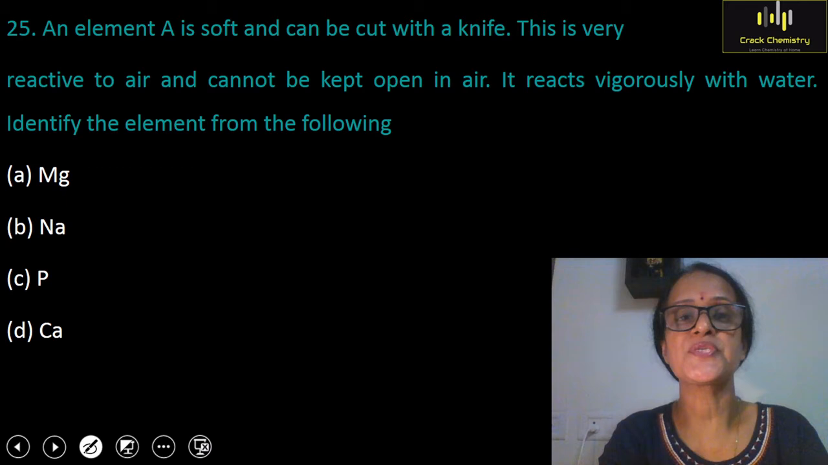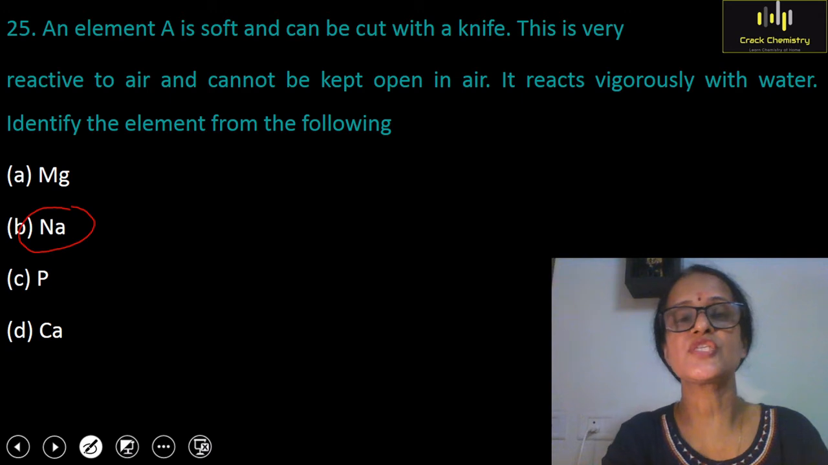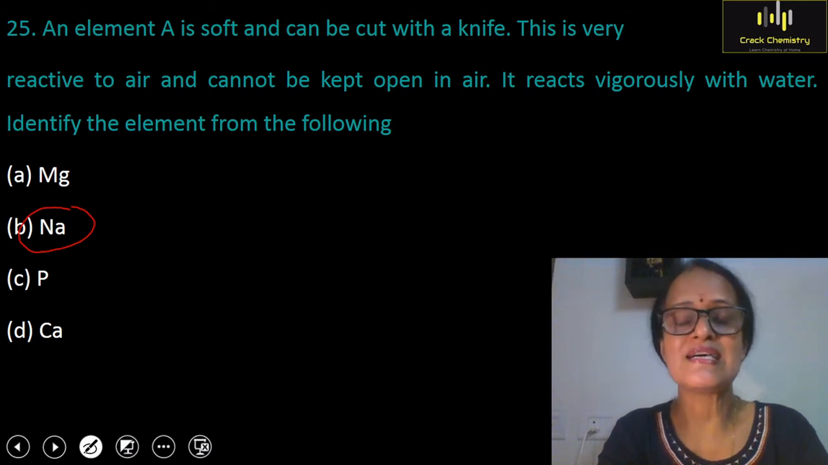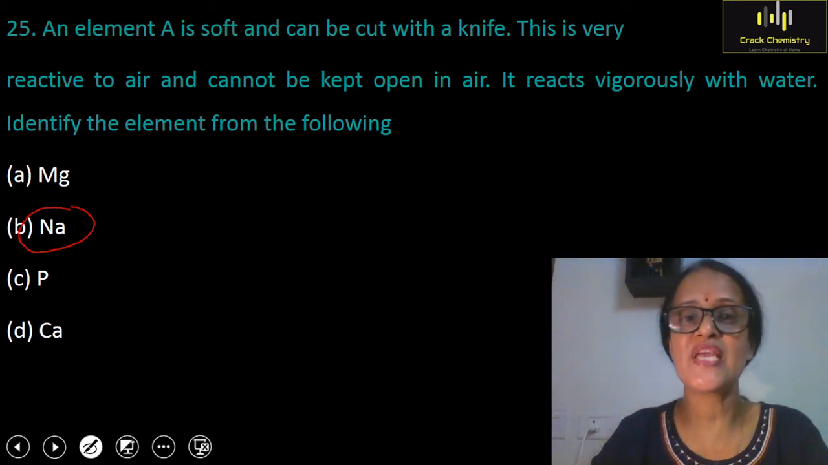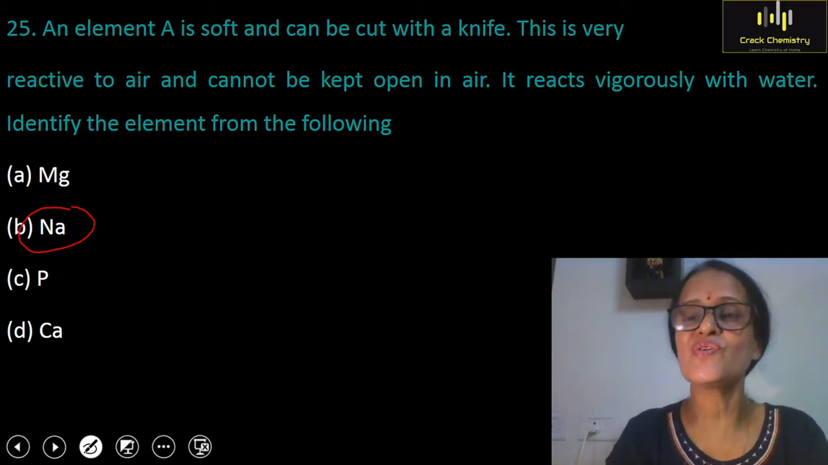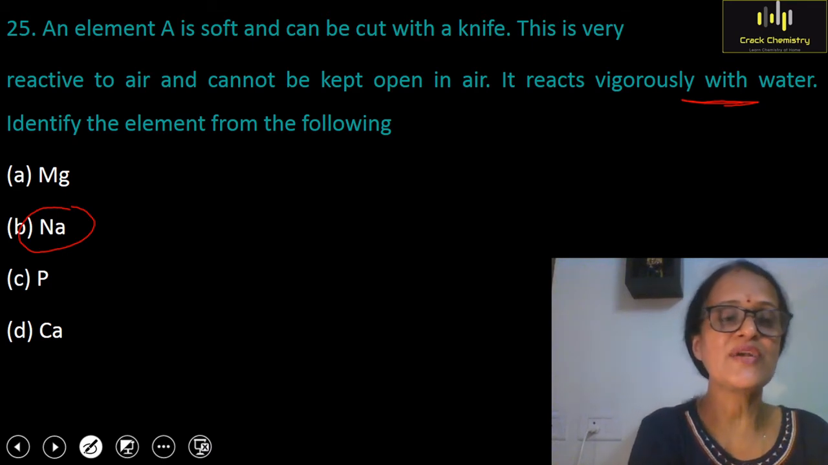So our correct option is sodium, because sodium is such a soft metal, it can be cut with the help of a knife and it's highly reactive to air. So to prevent its oxidation, it is always stored in kerosene. Otherwise, in the presence of air, it will start burning and it will catch fire. So sodium reacts with oxygen of air and forms sodium oxide. And it reacts vigorously with water also and forms sodium hydroxide and hydrogen gas is liberated. So our correct option is sodium, option B.